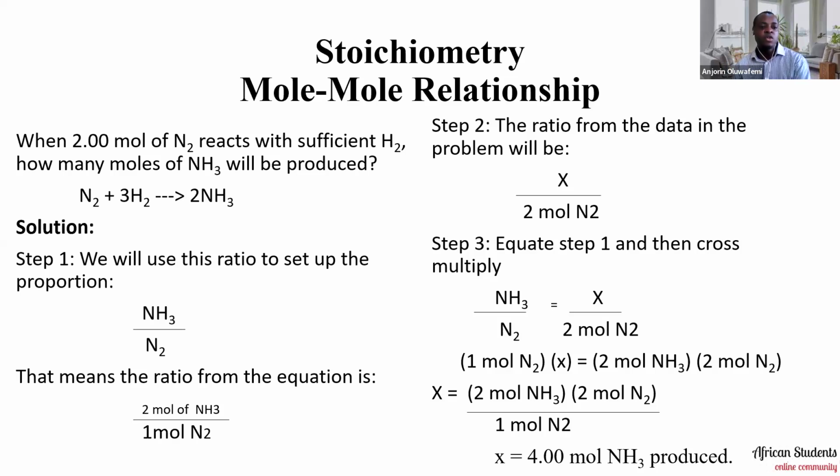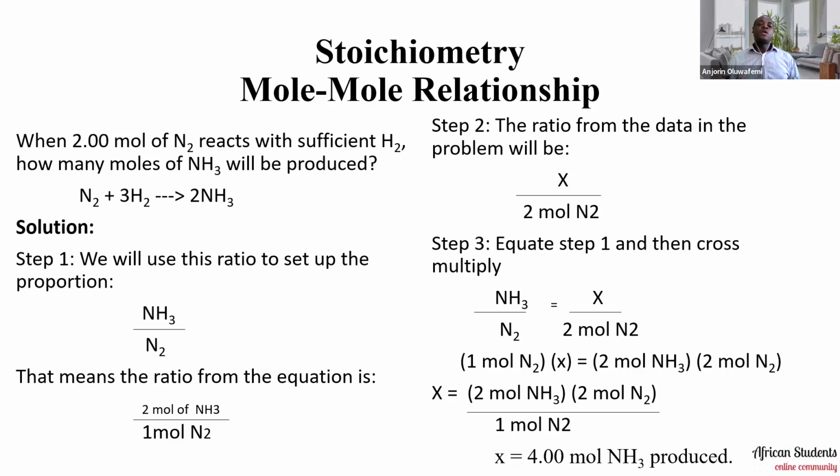Now, step 1 in solving this problem is that we use this ratio to set up the proportion. So we say that it is ammonia against what? Nitrogen. A ratio of ammonia against that of nitrogen. That means that the ratio from the equation is what? 2 moles of ammonia against 1 mole of nitrogen, based on the equation that is up there.